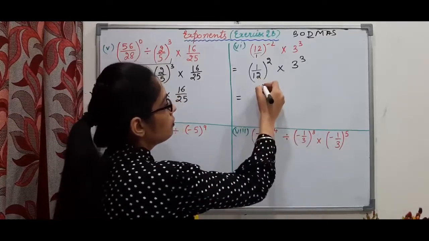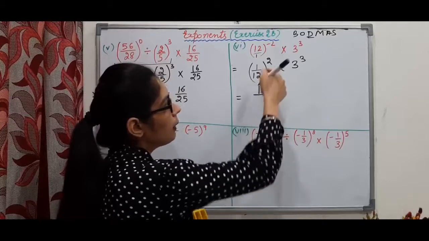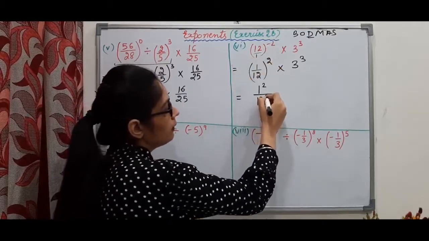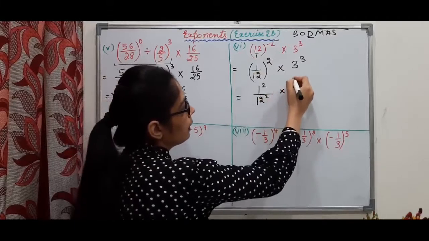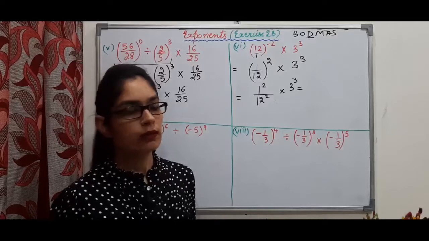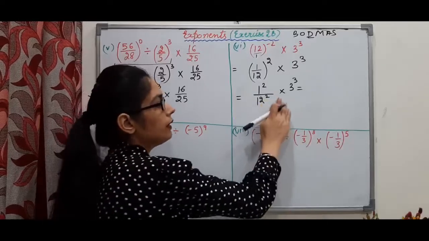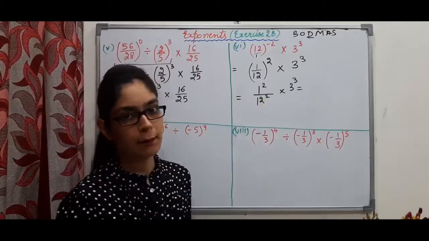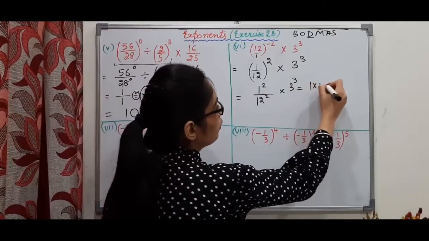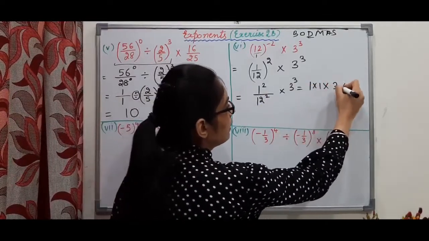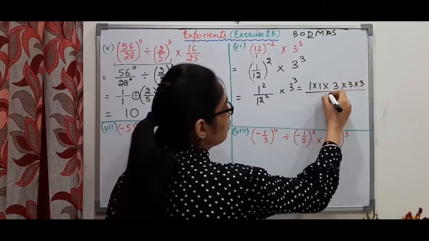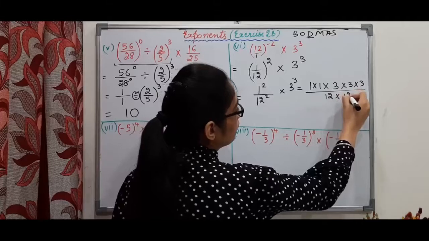So first we can separate the powers. 1 to the power 2, this power is with 1 also and this power is with 12 also. 12 to the power 2 into 3 to the power 3. So we can solve it by doing their expansions. They are written in exponential form. We can expand them and we can solve. So 1 to the power 2 means 1 into 1. 3 to the power 3 is 3 into 3 into 3. And 12 to the power 2 means 12 into 12.